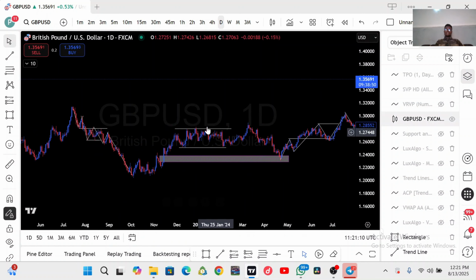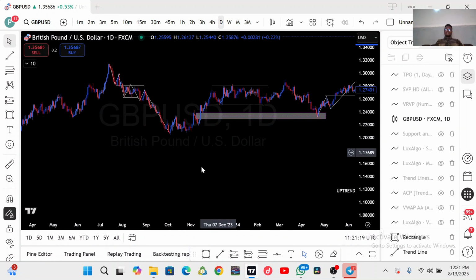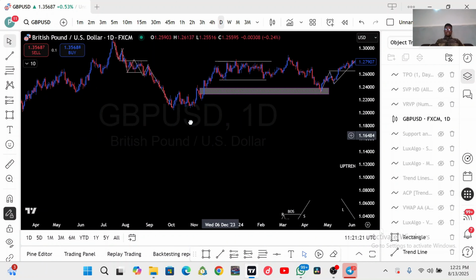But for now, just keep it cool on knowing what the ranging market looks like. The support and resistance are neither broken. And yes, this brings us to the end of this section.